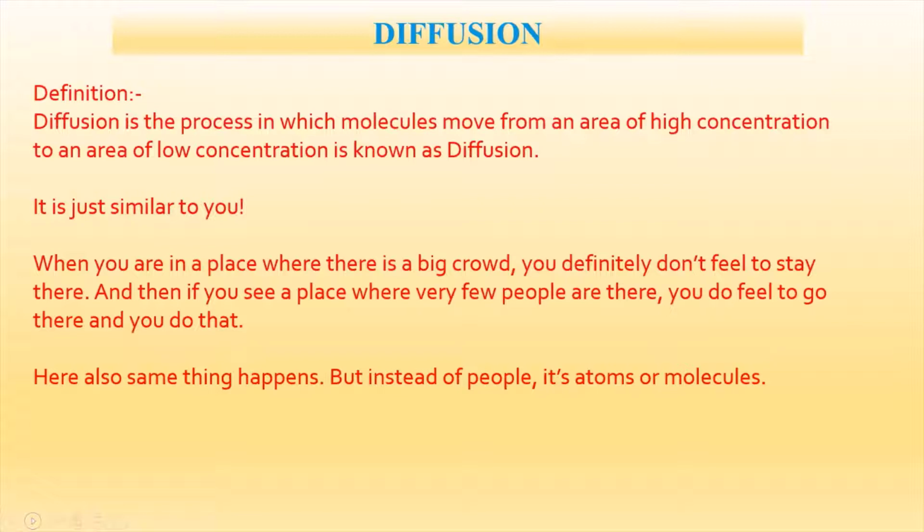Definition of diffusion: diffusion is the process in which molecules move from an area of higher concentration to an area of lower concentration. Diffusion occurs naturally and can happen anywhere. For example, you buy a perfume bottle and spray it all at once, and in just a few seconds the perfume smell spreads throughout the room.